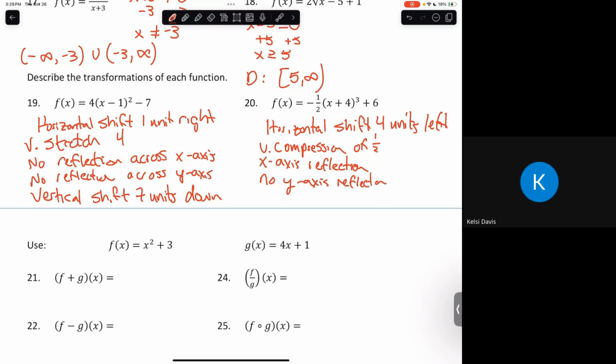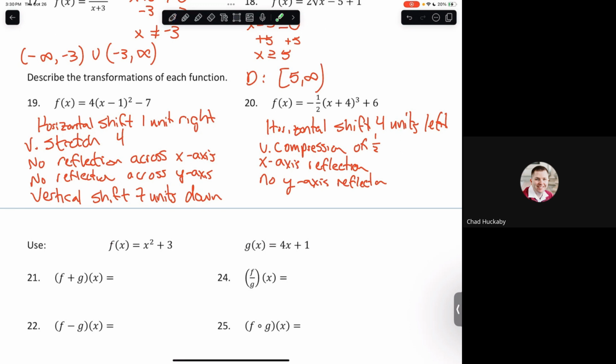Did you say that was a compression because it's a fraction? Yes, because it's between 0 and 1. If it was a number greater than 1, then it's a stretch. And that's true when it's on the outside of the function. If it's on the inside of the function, then those phrases switch. It's a horizontal stretch if it's between 0 and 1, and it's a horizontal compression if it's more than 1.